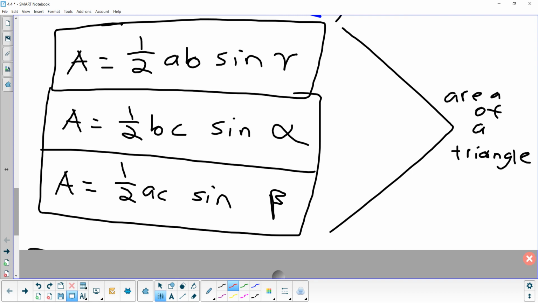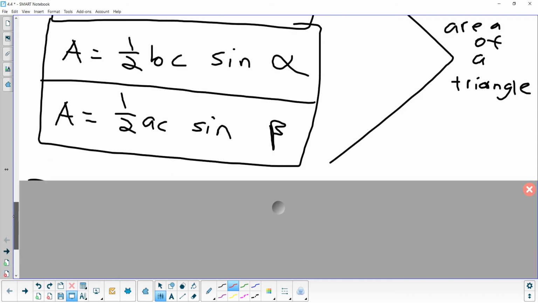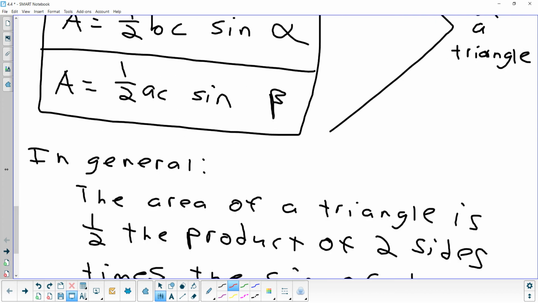Okay, so it's not really important to try to remember or memorize all three of those formulas exactly. What's important is just to memorize the idea. Area is 1/2 the product of two sides times the sine of the angle between them. That's what you want to memorize: 1/2 the product of two sides times the sine of the angle between them.